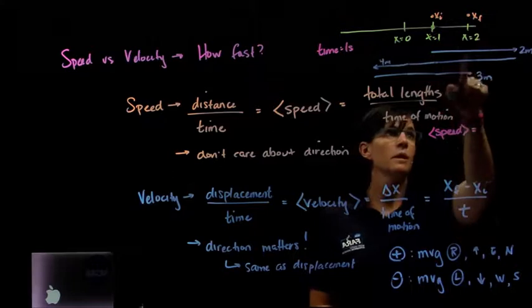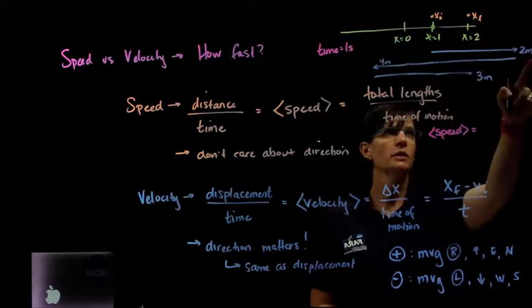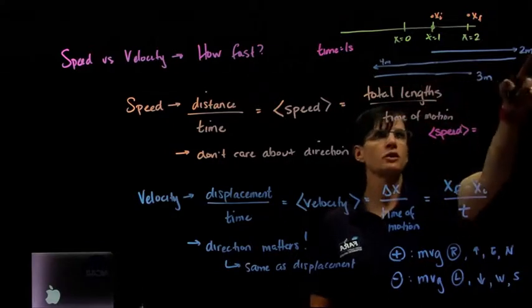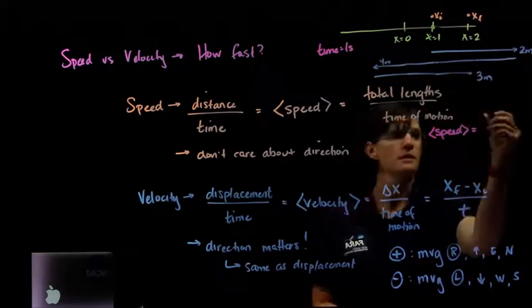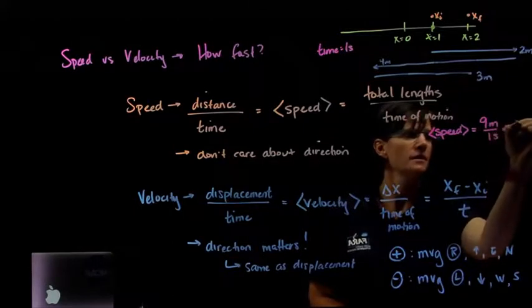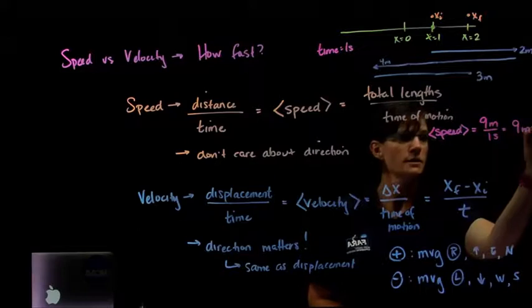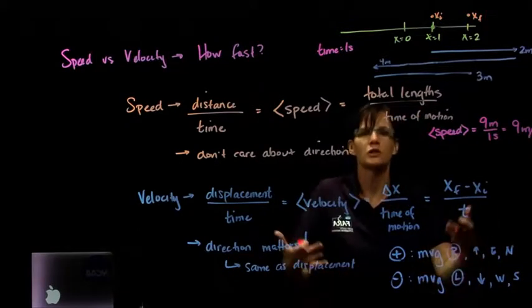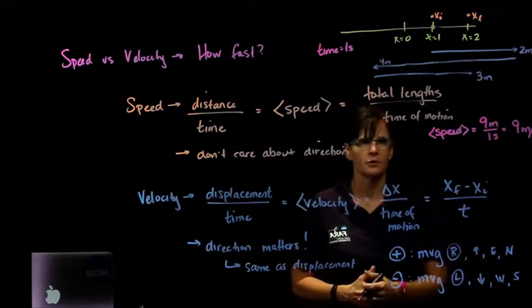well, 1, 2, 3, 4, 5, 6, 7, 8, 9. 2 plus 4 plus 3. 9 meters in 1 second. My speed is 9 meters per second. I traveled a distance of 9 meters in 1 second. 9 meters per second during that motion.